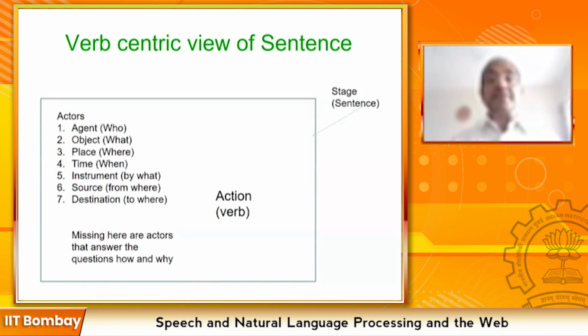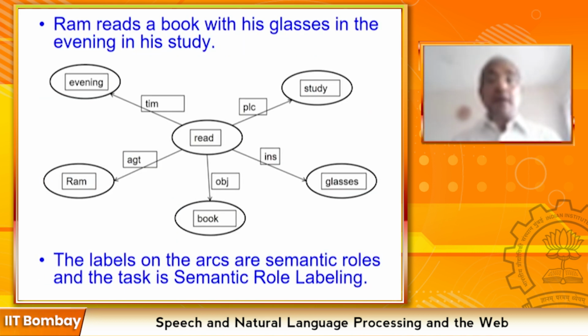Then we understood that there is a verb-centric view of the sentence. The verb is at the center, and nouns link with the verb through different case relations. So we can look upon the sentence as a stage where there are actors. These are nouns, and the verb is the action. An illustrative example was the main verb "read" linking to agent, object, instrument, place and time. Okay, the five fundamental relations: agent, object, instrument, place and time.